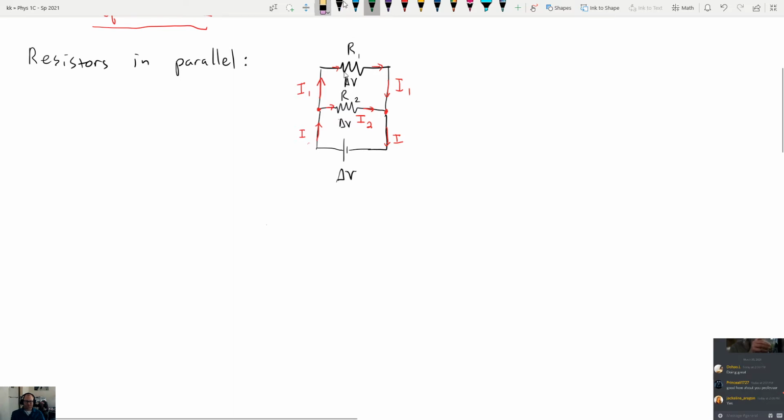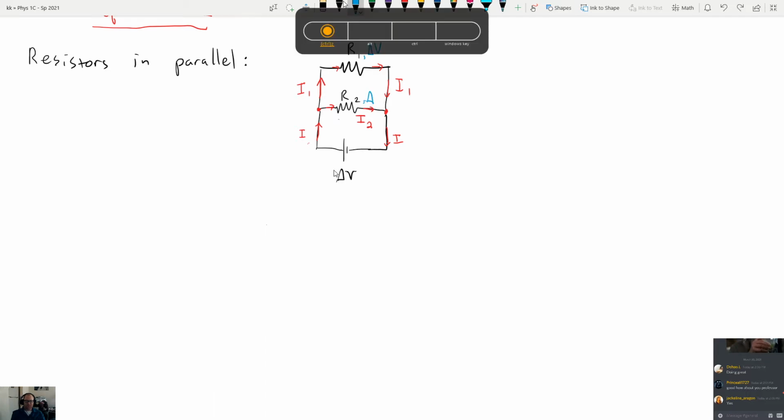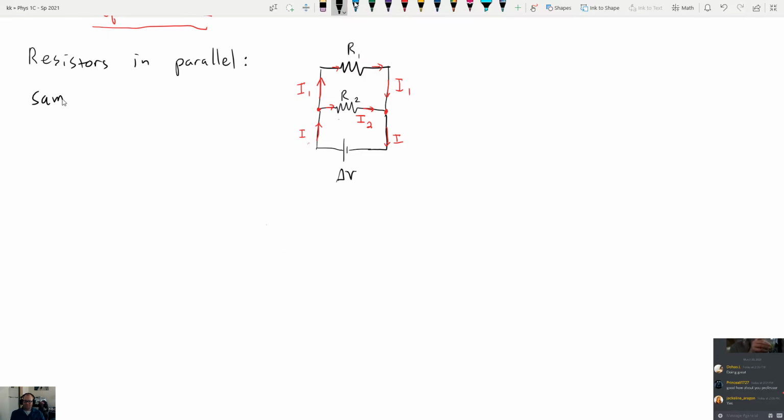Now, as I write those in there, it starts to make this look really messy, so I'm going to try to write them in a different color. So this one's going to have delta V. This one's going to have delta V. Actually, I could just write over here on the side. Because they're in parallel, they get the same potential difference across each.